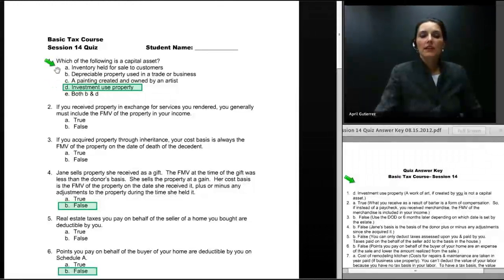But inventory and depreciable property used in a trade or business, that is not a capital asset. A painting created and owned by an artist, that too is not a capital asset because it was created by the artist from his or her own personal efforts and doesn't meet the tests.